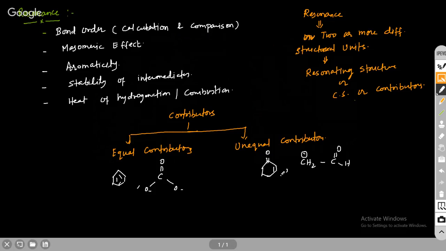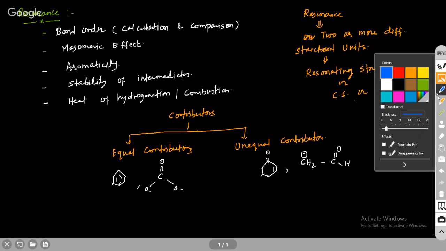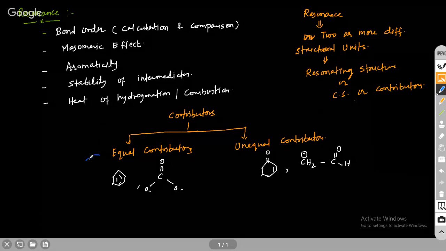Okay. Now, the point that you have to understand, in case of equal contributors, the stability of all RS is the same, right? Because all the RS will contribute equally into the real structure. So here we have the same stability, or stability is equal for all resonating structures.